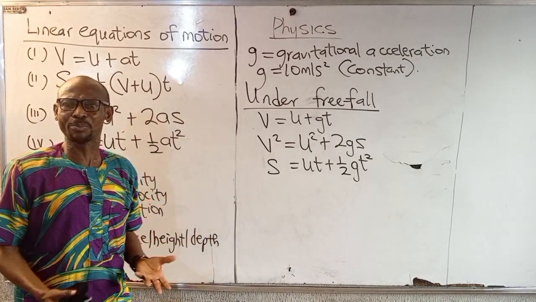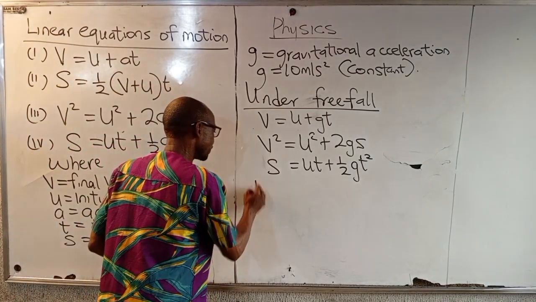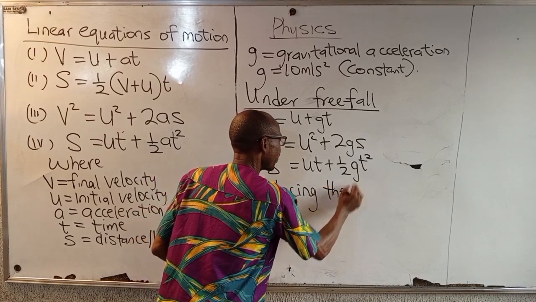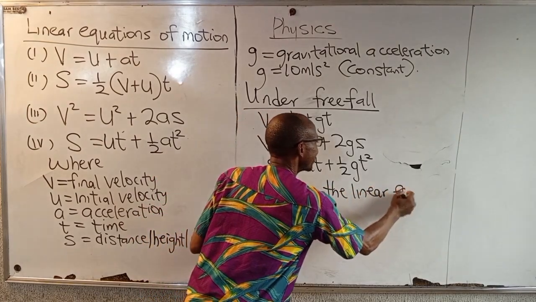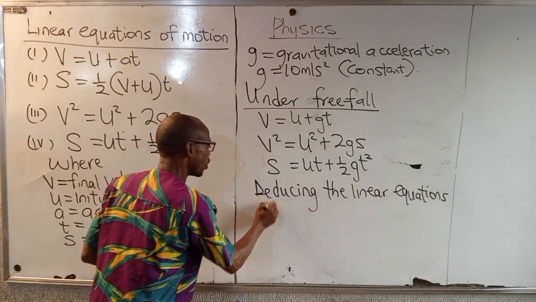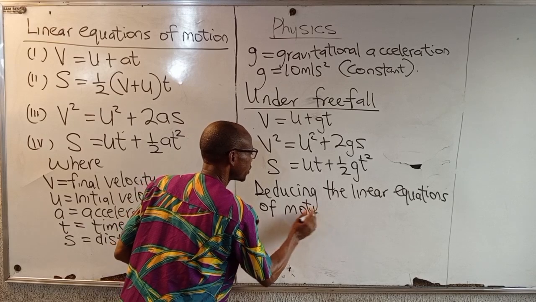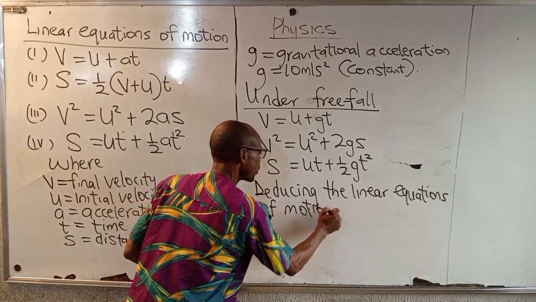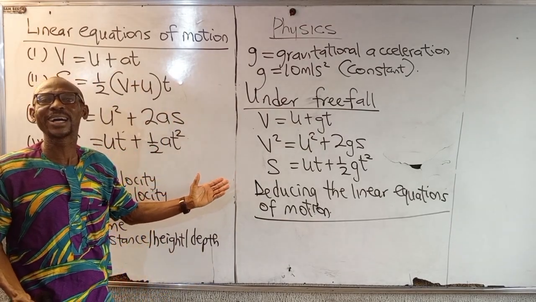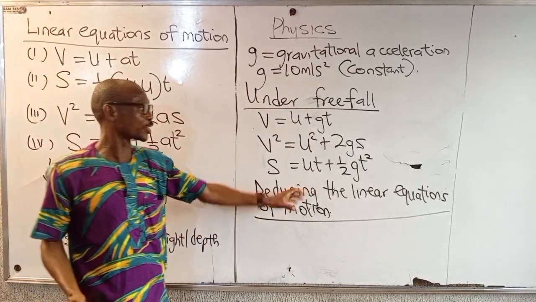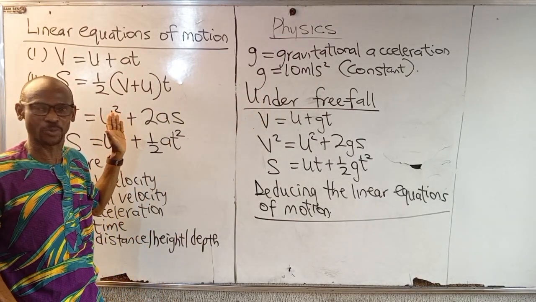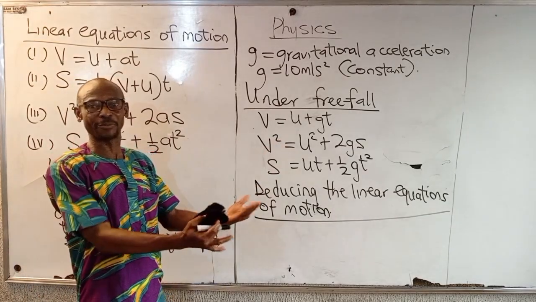How do we know them? Basically, it is simple. Deducing the linear equations of motion. Every definition that we have taken so far generates the equations that we have been using right now. It is not rocket science for you to know these equations, you just need to know the definitions.